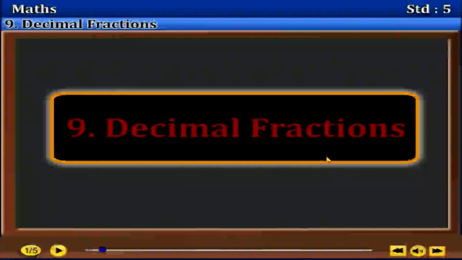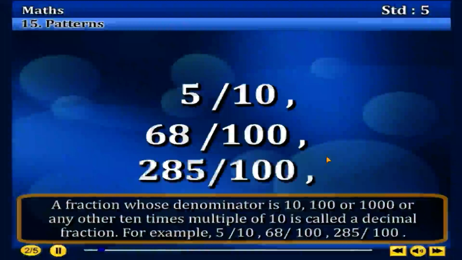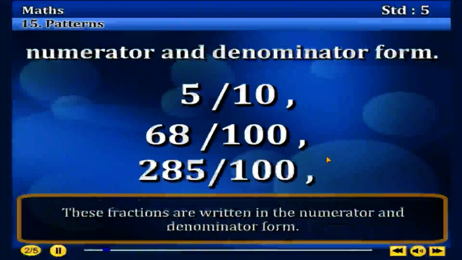Explanation. Decimal fractions. A fraction whose denominator is 10, 100, 1000, or any other 10 times multiple of 10 is called a decimal fraction. For example, 5 by 10, 68 by 100, 285 by 100. These fractions are written in the numerator and denominator form.